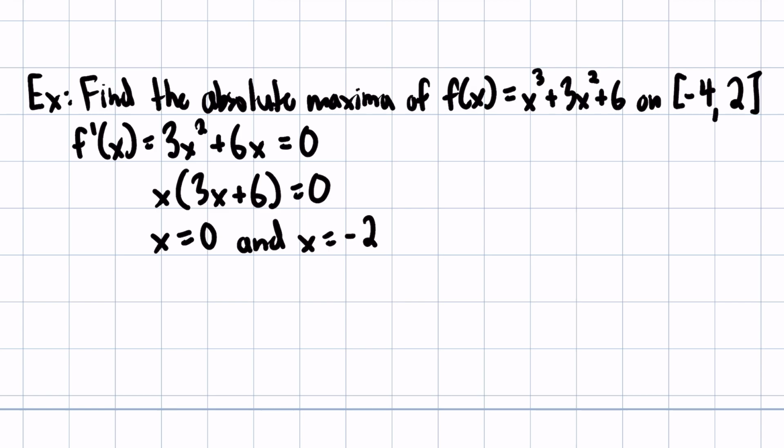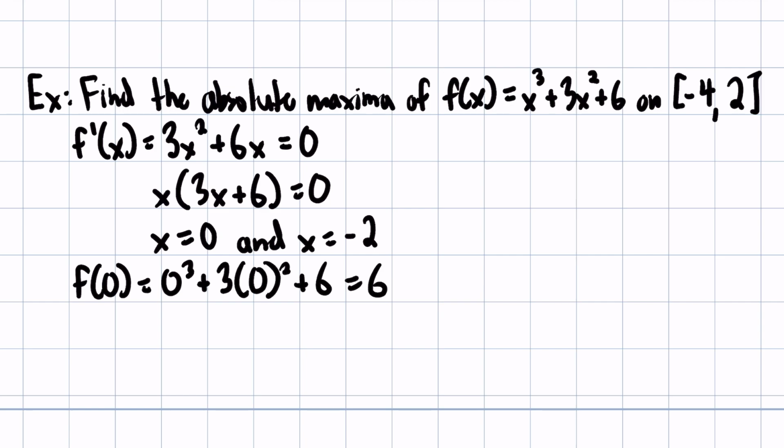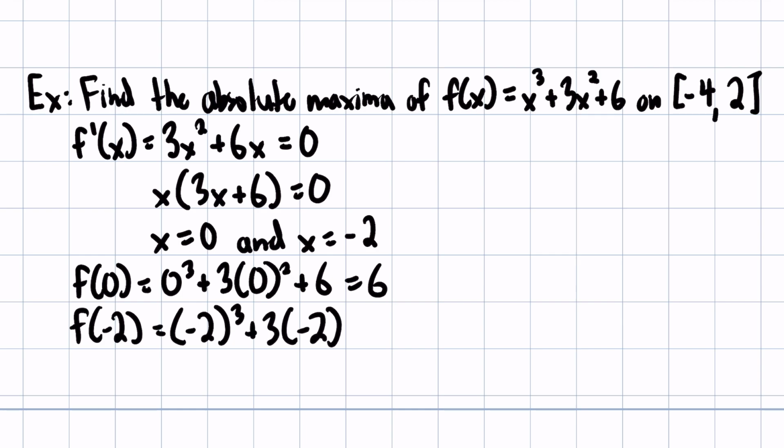First, we plug those critical points into the function. f of 0 is going to be 0 cubed plus 3 times 0 squared plus 6, which is 6. f of -2 is going to be -2 cubed plus 3 times -2 squared plus 6, which is -8 plus 12 plus 6. And so that is going to come out to 10.